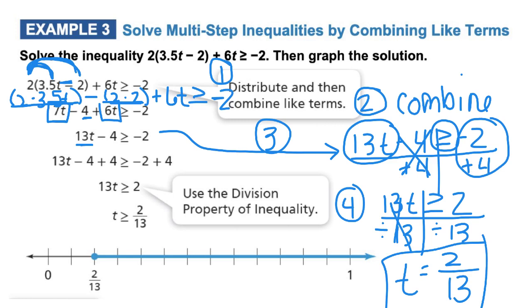Oop, I can see I made a mistake. You guys tend to make the same mistake. You are so in the habit of having an equal sign that you put an equal sign just like I just did. But there aren't any equal signs, so make sure you have the right sign. All right, because t is greater than or equal to our answer, we would fill it in and shade to the right.